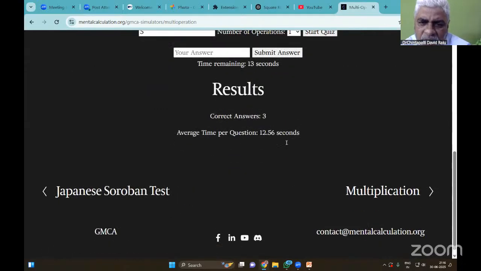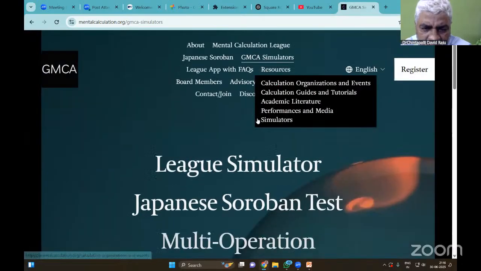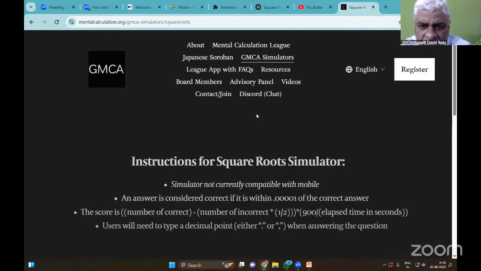Result: correct answers, 3. Average time per question 12.56 seconds, right? Yes, sir. If you use this website, it's a free website. We need not pay anything for it, right? Okay, sir. In this, square roots are also there, but these are different.